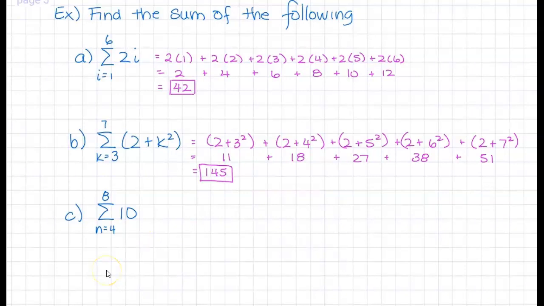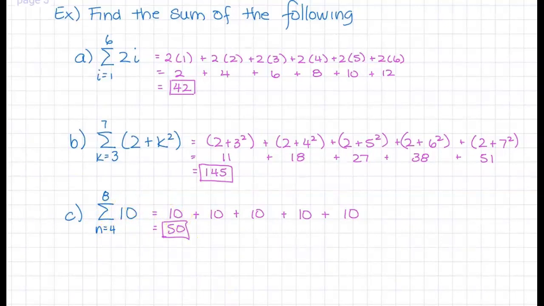Okay, the last one's a little weird, but go ahead and take a look at this one and try it out. Pause the video, we'll take a look at it together. All right, so what was going on with this one? Well, notice there's no variable in the argument. It's just 10. So what do you do with that? When n equals 4, where do you even put the 4 in? You don't. What does 10 equal when n equals 4? Well, 10 still equals 10.